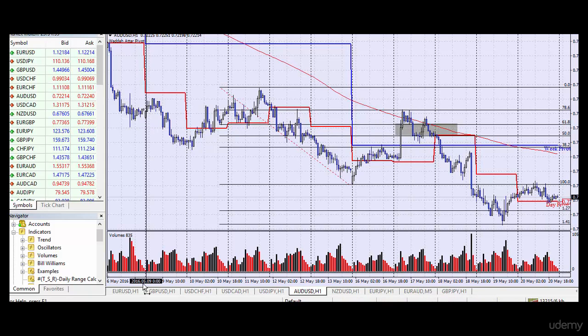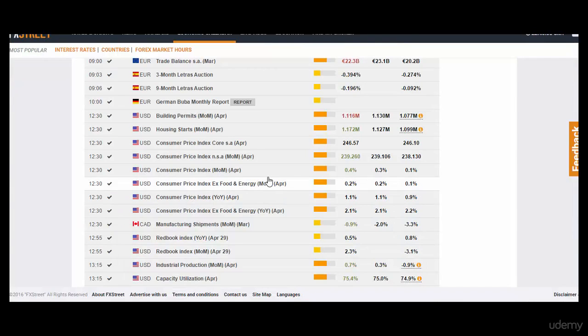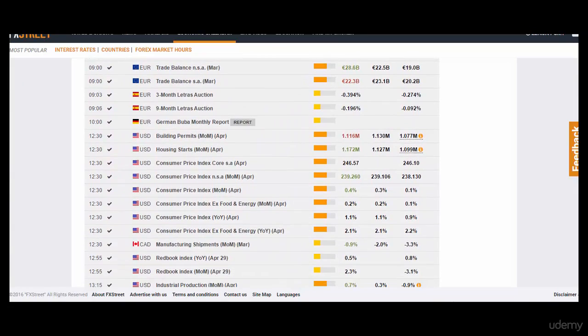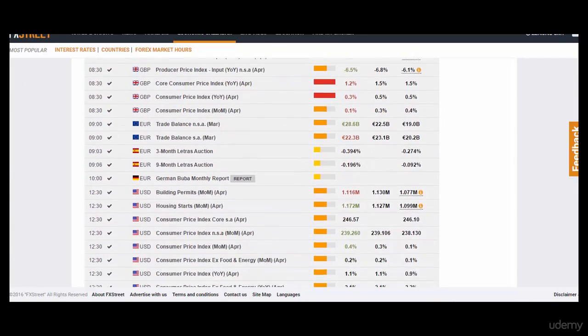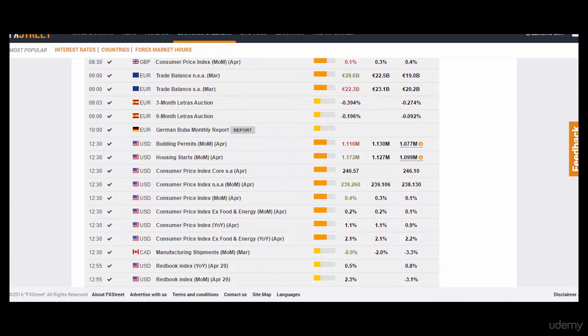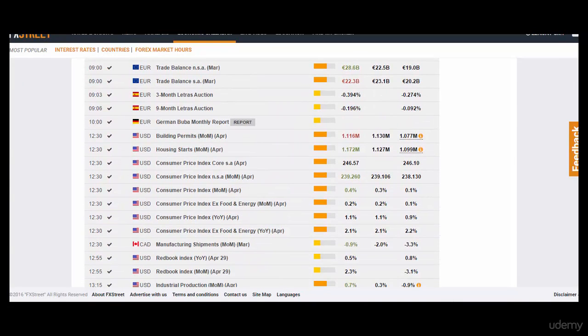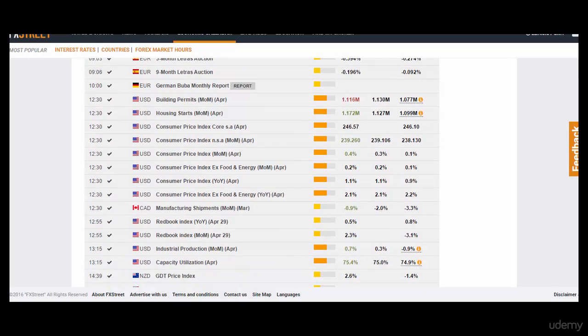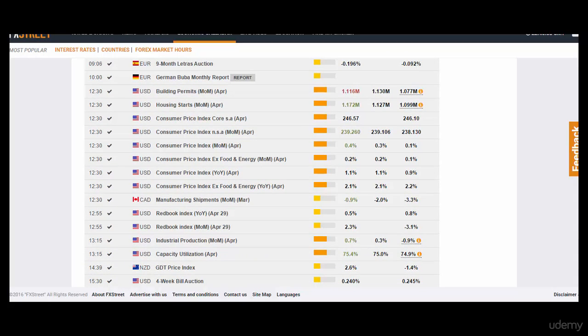So you would go to the economic calendar, for example, FX Street. So we're looking for US data or Australian data or New Zealand data, because remember, New Zealand data affects the Australian dollar. Also, Chinese data affects the Australian dollar. So any of those data that comes out worse than expected, that's what we're looking to trade.